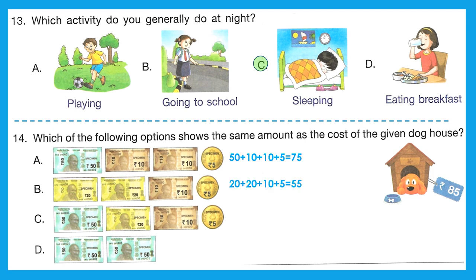Option B is 20 plus 20, that is 40. 40 plus 10 is 50. 50 plus 5 is 55. Again, not equal to 85. Option C is 50 plus 20, that is 70, plus 10, 80, plus 5, 85. Yes, it exactly matches the cost of the doghouse. Let's see the last option. 50 plus 50 equal to 100. So we have already got our correct answer, that is option C.